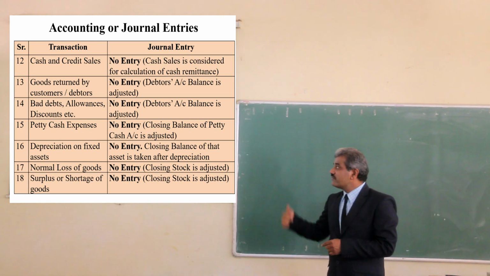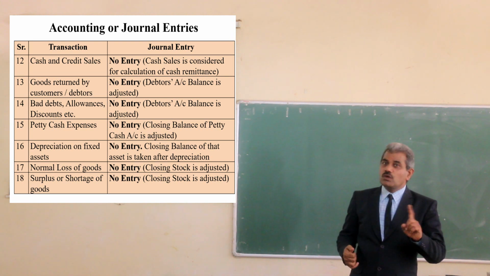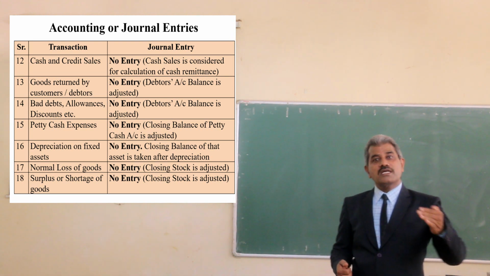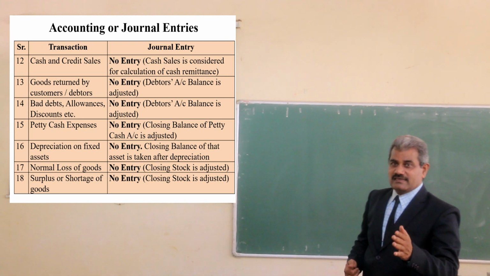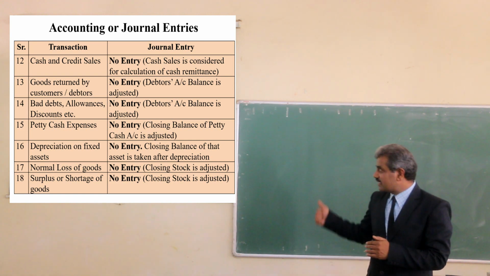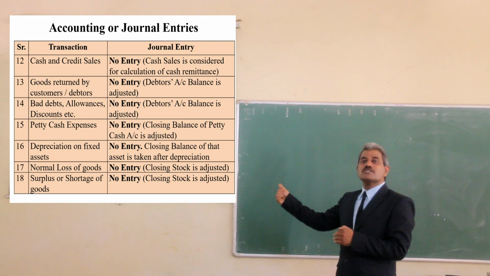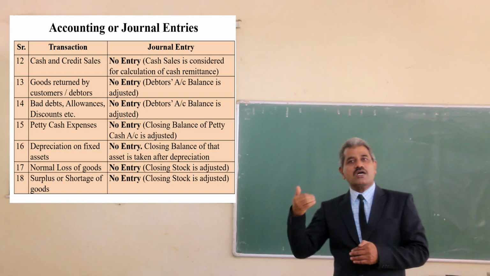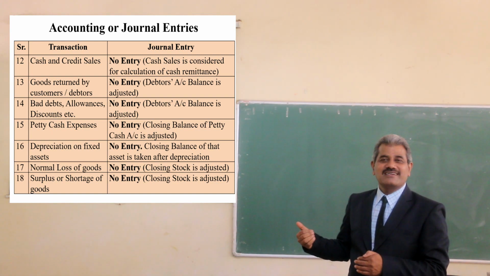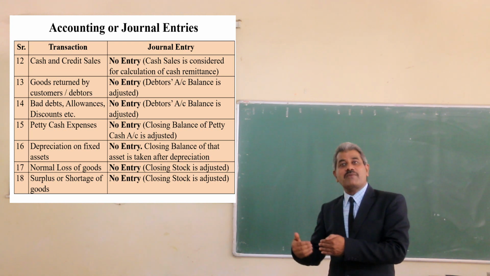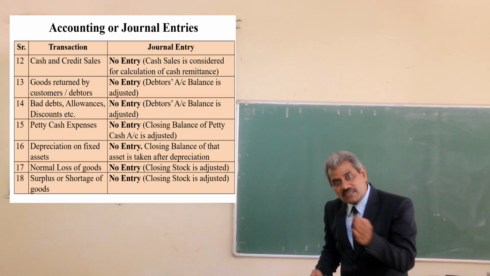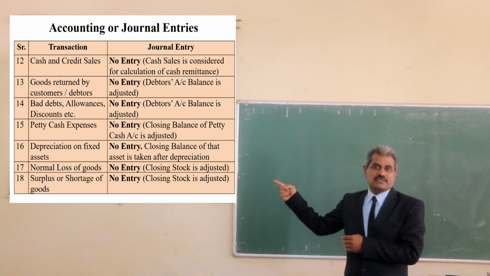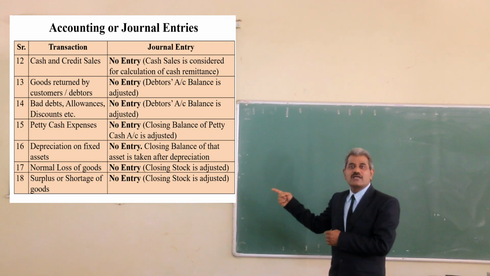In the same way, depreciation of fixed assets. No specific entry is passed. Only the closing balance is adjusted. In the same way, normal loss on goods, no entry is passed. Only the closing stock is adjusted, recorded at the amount as reduced by the normal loss.